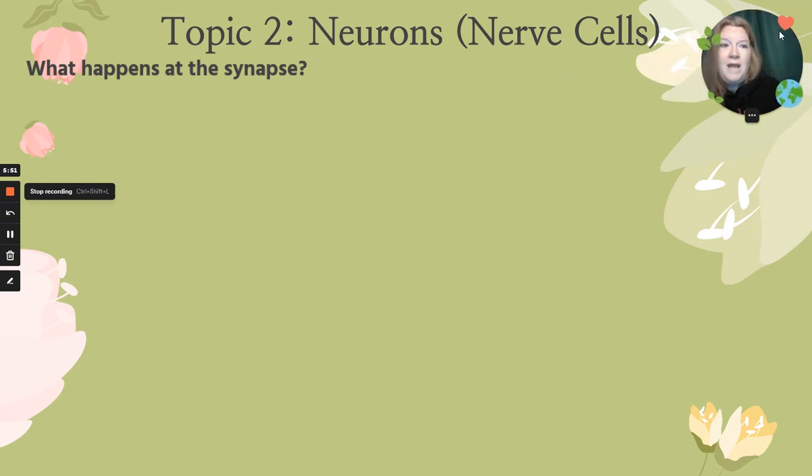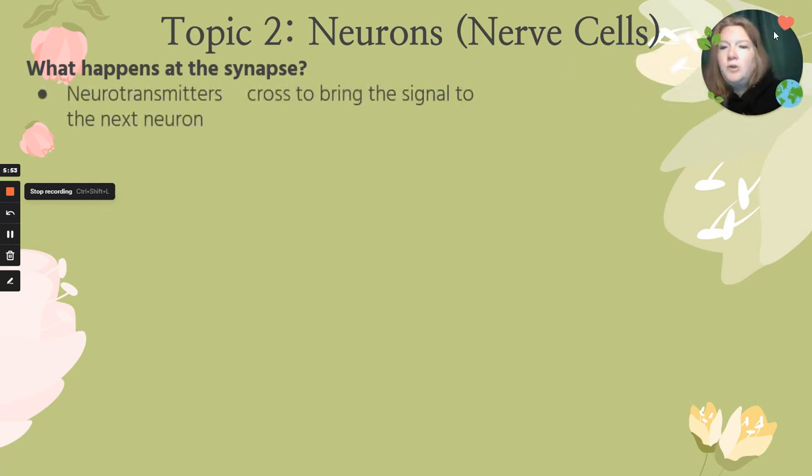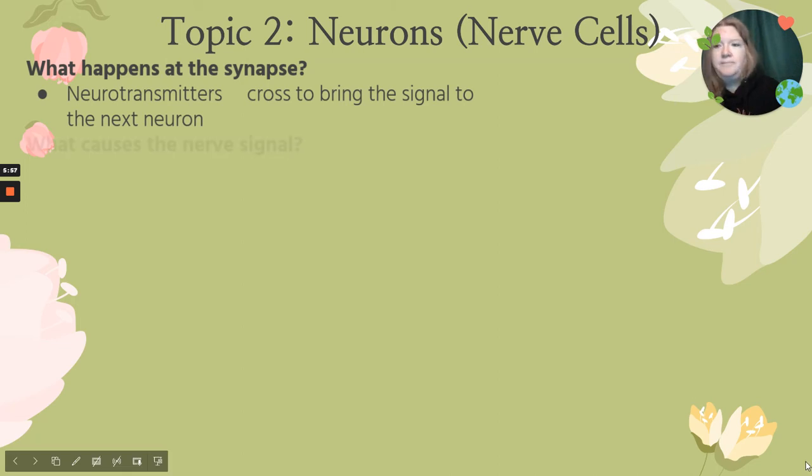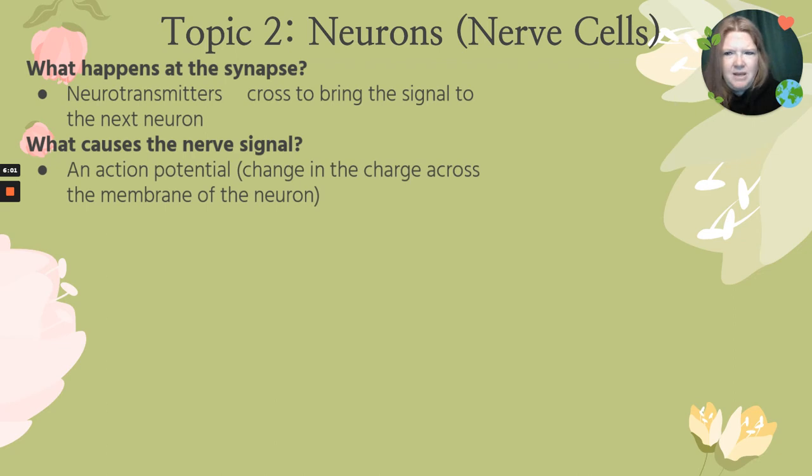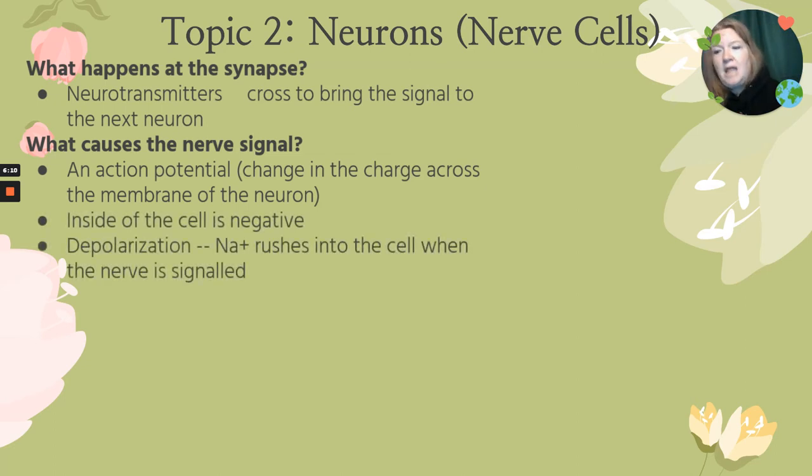So what happens at the synapse? Neurotransmitters cross that space to bring the signal to the next neuron. What causes the nerve signal? Well, it's a pretty complicated process, but it's an action potential. So that means the charge across the membrane of the neuron changes. The inside of the cell is negative, and then when we have the depolarization, sodium or Na positive rushes into the cell when the nerve is signaled.